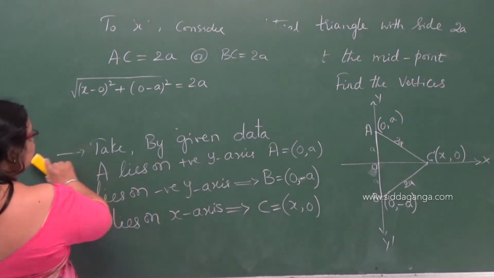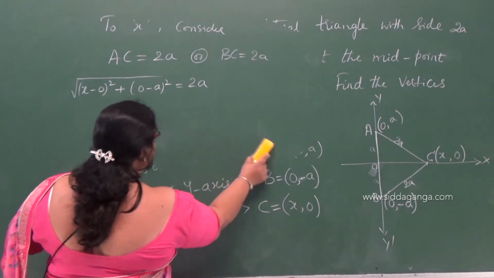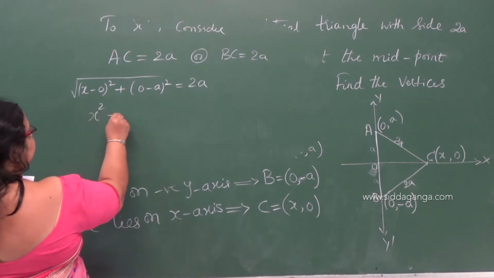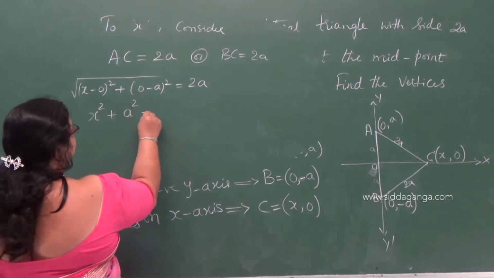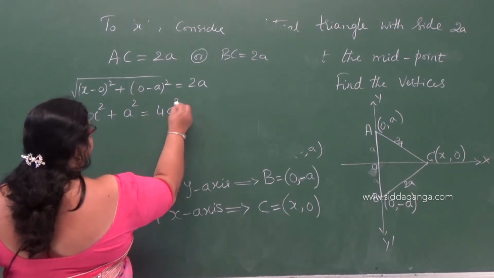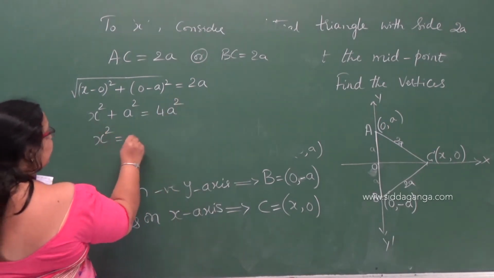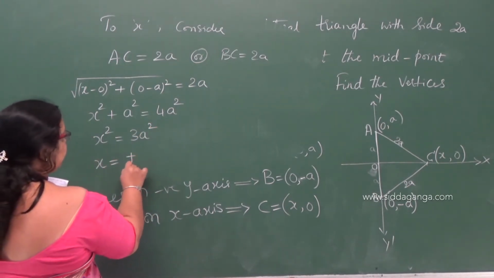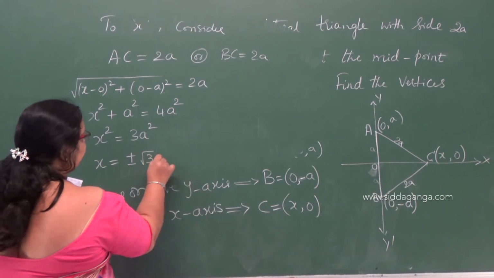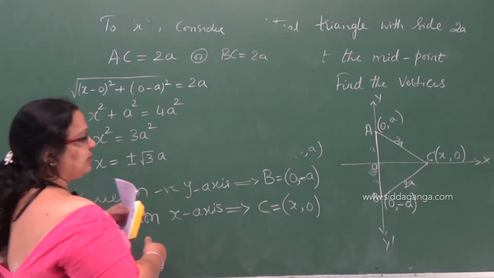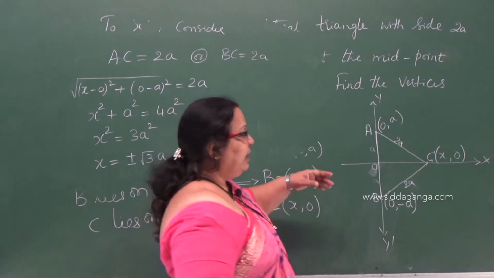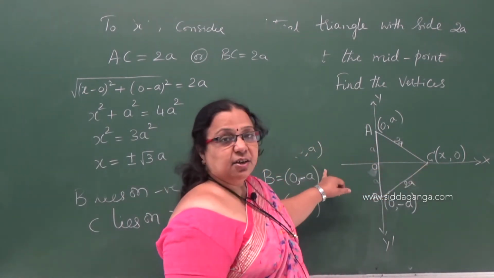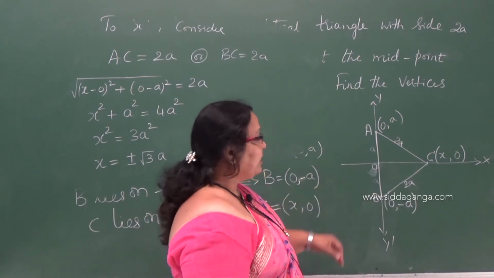So we can consider either one and write the answer. Squaring both sides, we get x square plus a square equal to 4a square. Therefore x square equal to 3a square, x equal to plus or minus root 3 into a, because the vertex C can be taken either on the positive x-axis or on the negative x-axis.